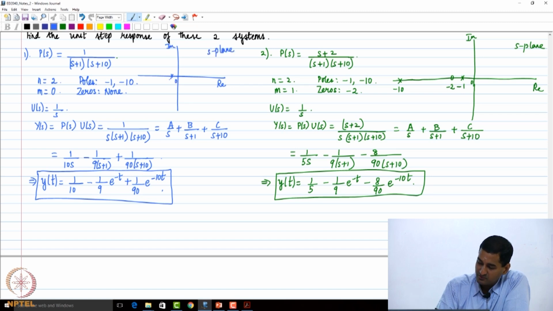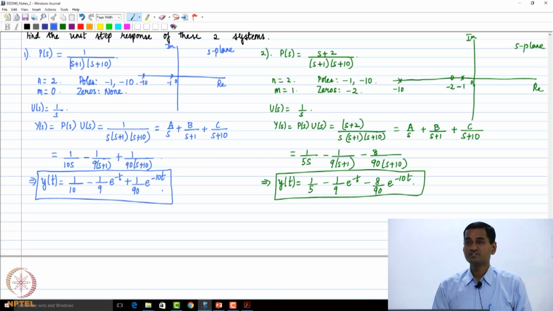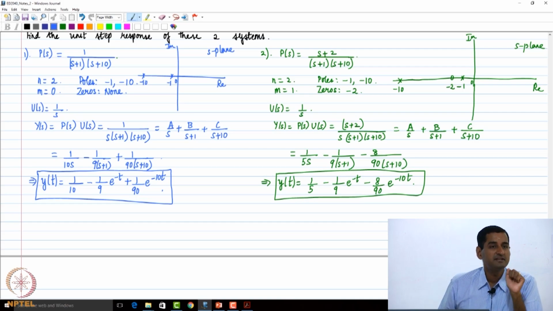We have the same two poles at minus 1 and minus 10. That's it, right? So no zeros there, okay? So which pole is closer to the imaginary axis amongst minus 1 and minus 10? Minus 1, right? And if you look at the first response in problem number 1, which do you think will dominate the output term for a longer time, e power minus t or e power minus 10t?